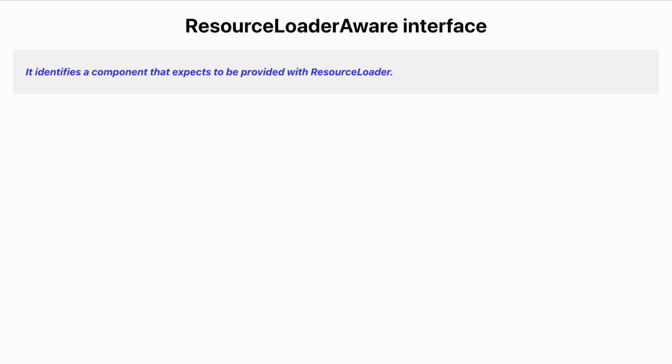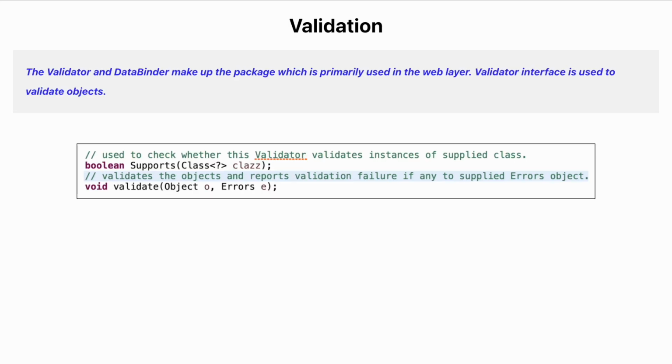The Validator and DataBinder, which are included in the validation package, are primarily used in the web layer. The Validator interface is used to validate objects. It uses an Errors object for reporting validation failures. It includes these methods. The supports(Class) method is used to check whether this validator validates instances of the supplied class. validate(Object, org.springframework.validation.Errors) validates the object and reports validation failures, if any, to the supplied Errors object.